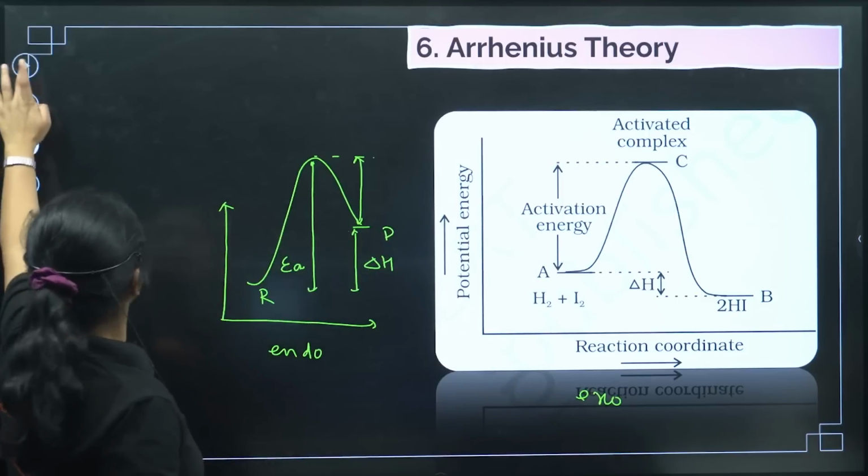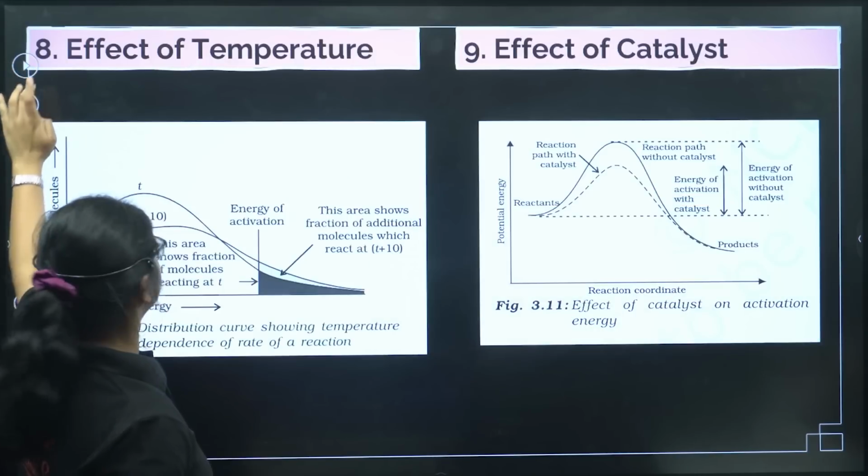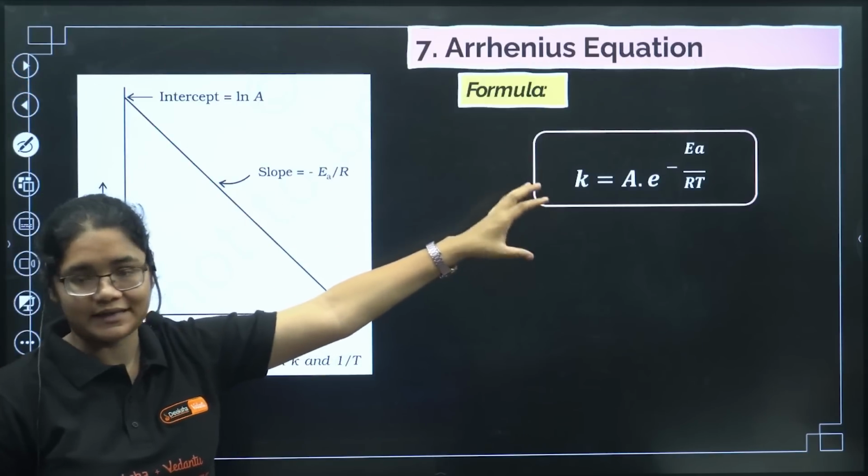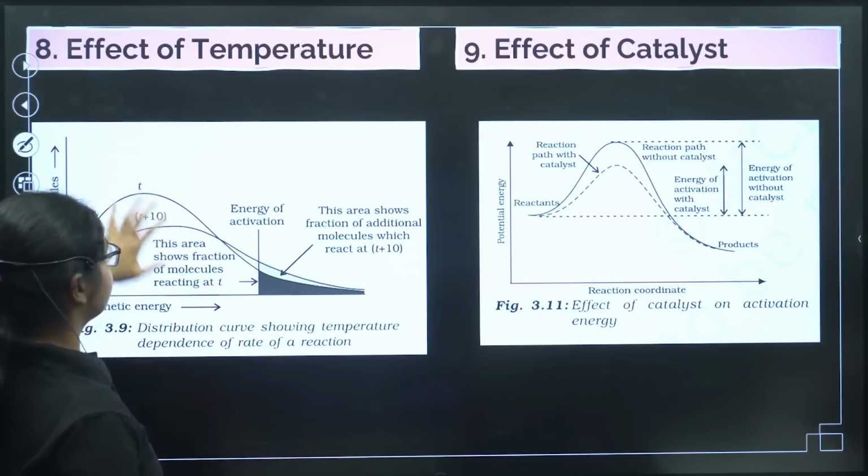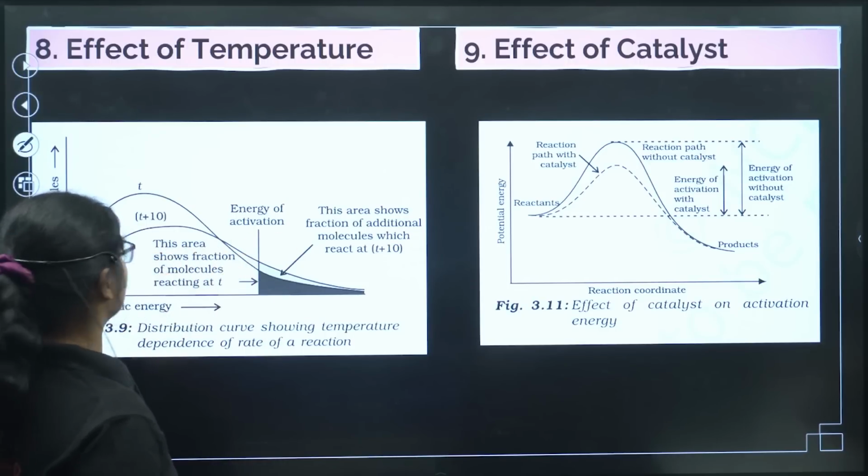Okay, next moving forward, the Arrhenius equation, we have k equal to A e to the power minus Ea by RT. Then you have the graph for Boltzmann constant and the effect of catalyst.